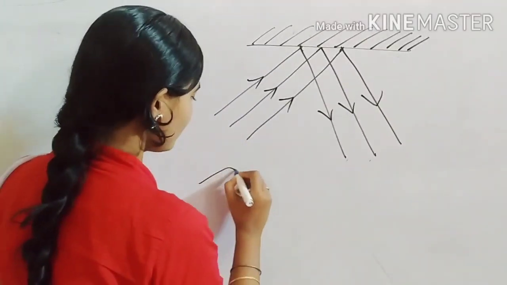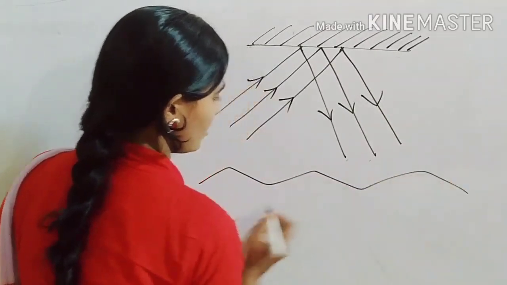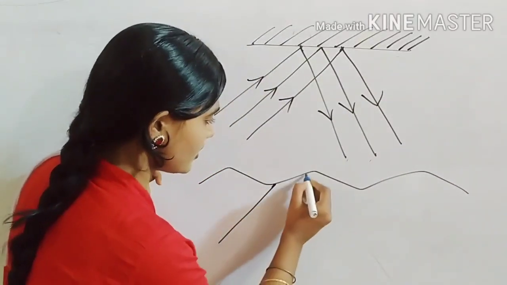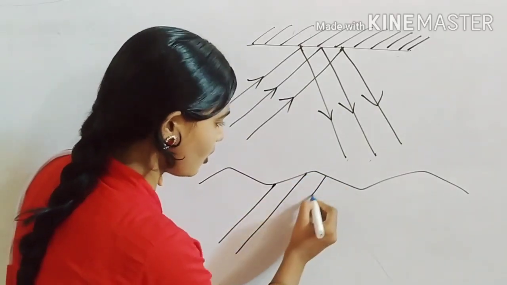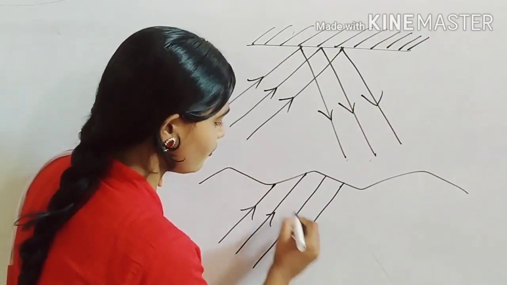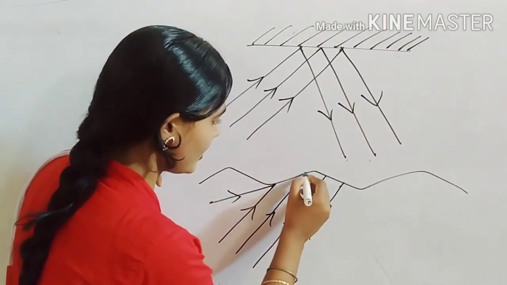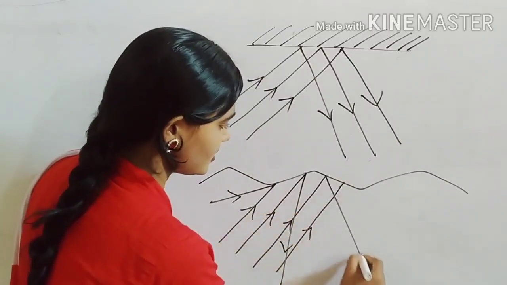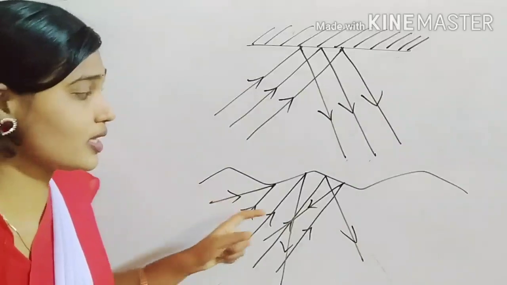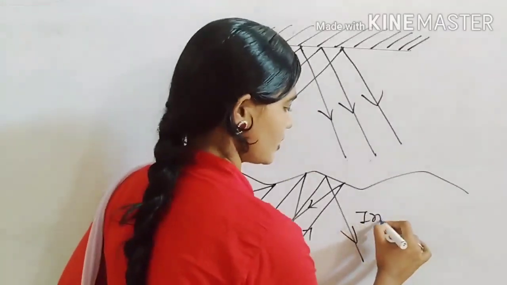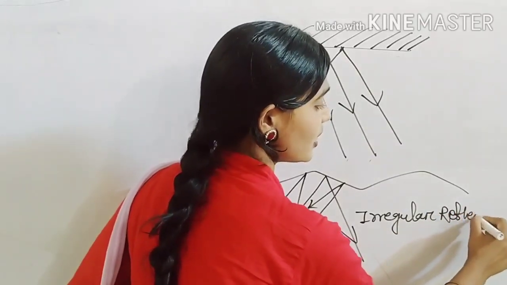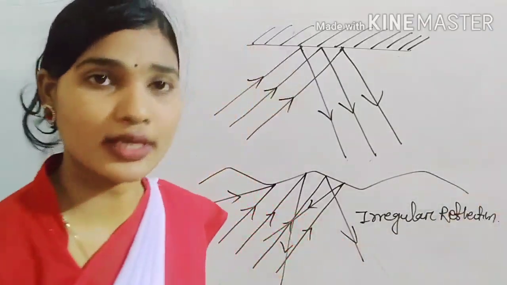In case of irregular reflection, when rays of light fall on a rock surface, they get reflected in different directions. This is known as irregular reflection. This reflection does not give a clear and sharp image.